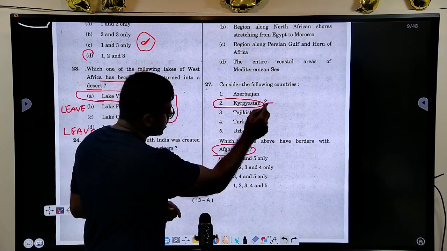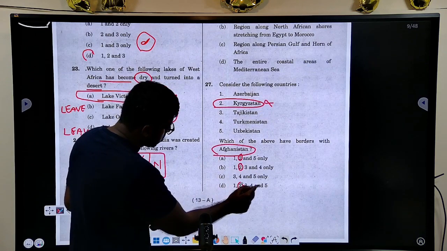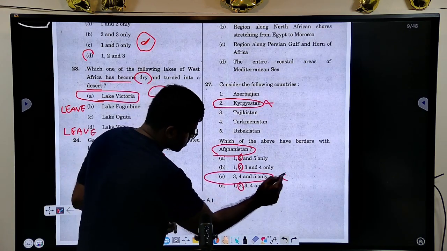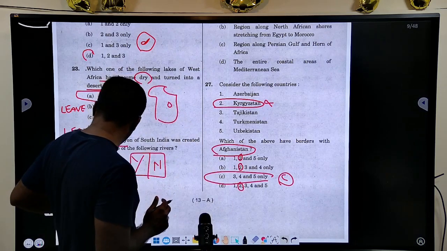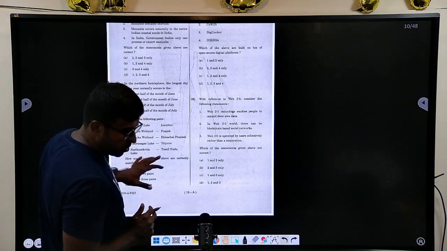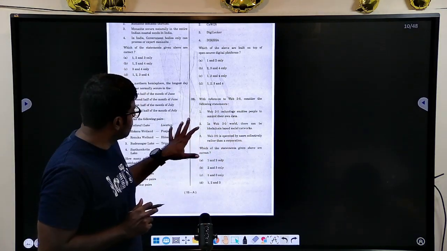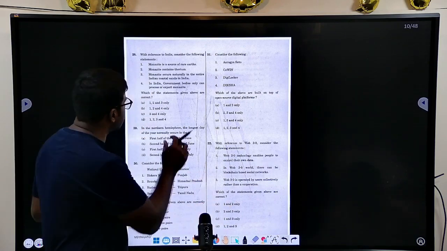So this will not be there. If you remove this, look at this. If you remove 2, C is the answer. This is what I want you to check in the examination. Don't worry about questions that you do not know. Worry about questions that you can answer. That is the only thing that you should know.